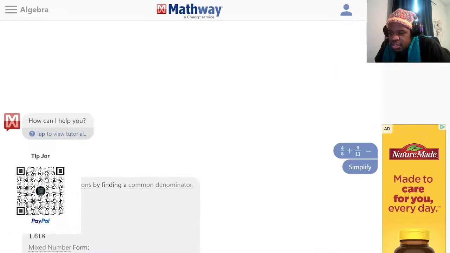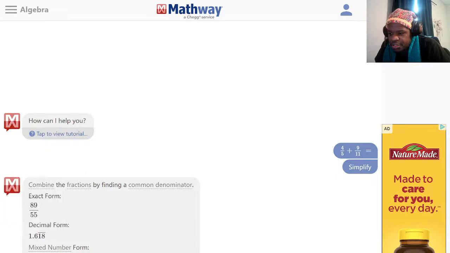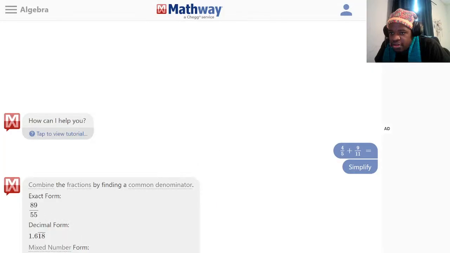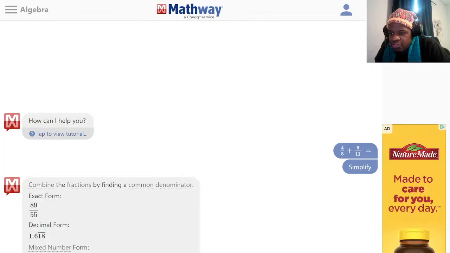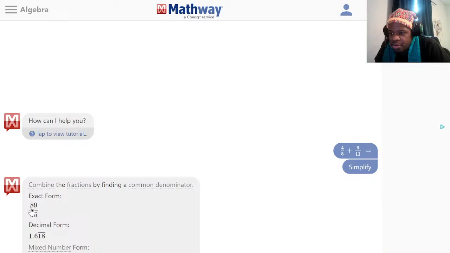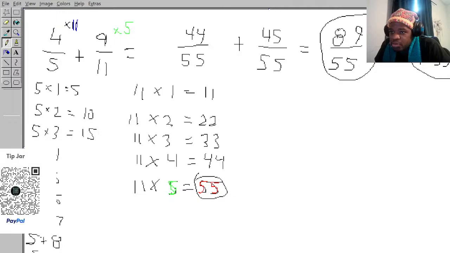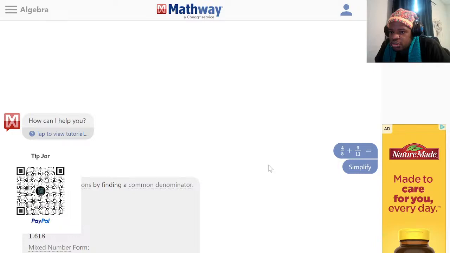So this is the improper fraction. This is in decimal form, and this is a mixed number. Was I right? 134 over 55, 134 over 55. And let's see if my improper fraction was correct. 89 over 55, that was correct. So this is a good tool, the mathway.com calculator. It's a good thing to use to check your answer.